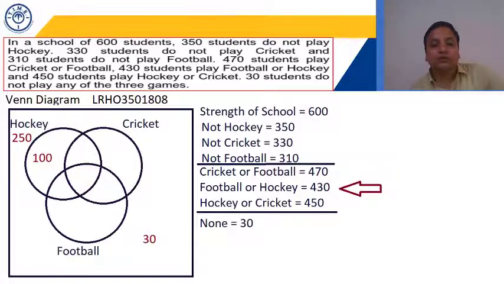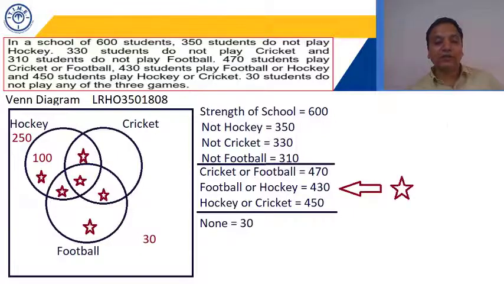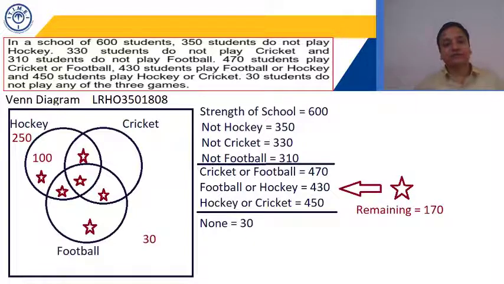Then look at football or hockey. Football or hockey is 430 given. Out of 600, 430 play football or hockey. Now what are the regions represented by football or hockey? Is this star shaped? There are 6 regions, different stars. The sum of these 6 regions is 430. So can I say remaining is 170?